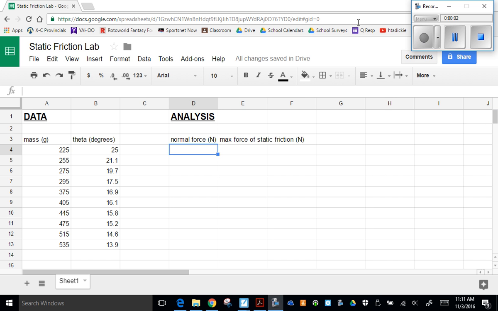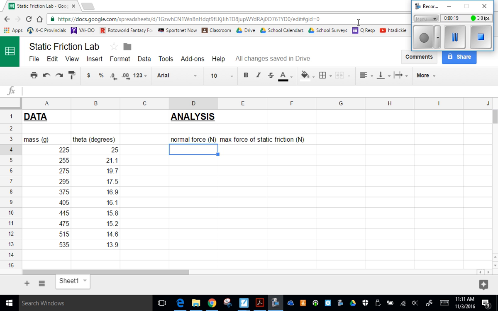You can see the data table for the lab we just did with mass and theta. You can also see a blank analysis table that we need to complete from our data table. It has normal force in it and maximum force of static friction. We know that we're going to find the normal force by multiplying mg cosine theta.